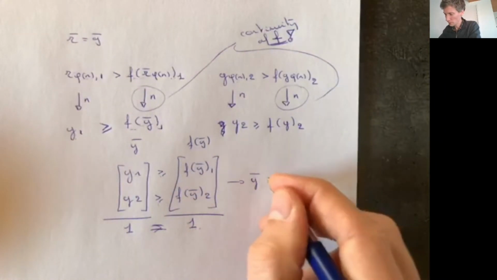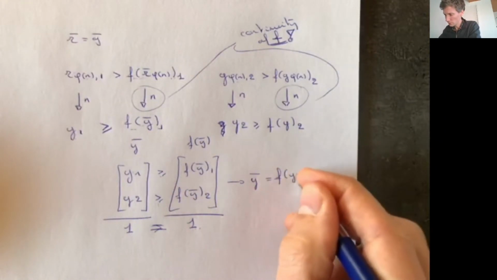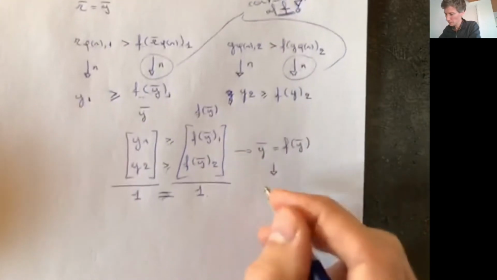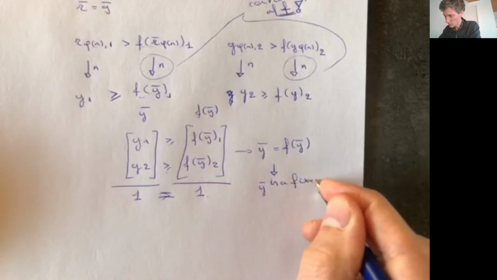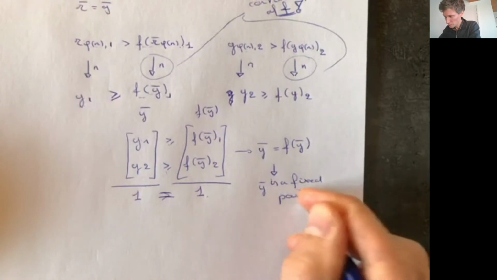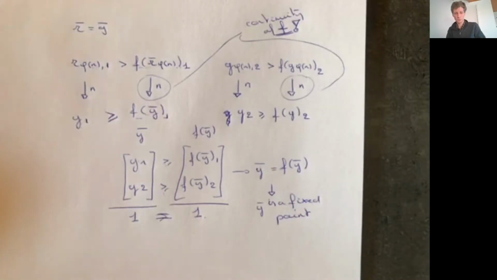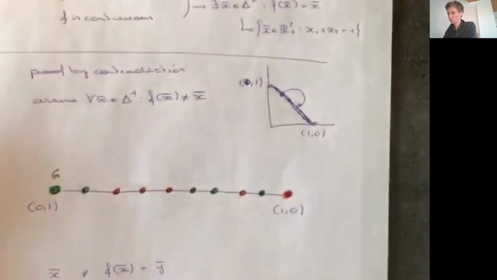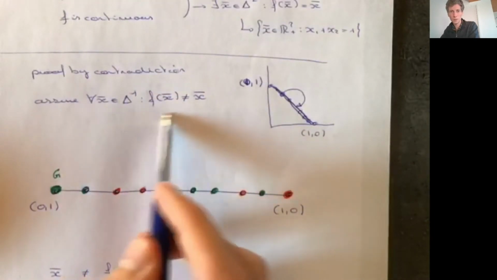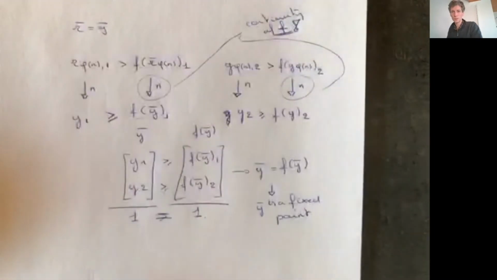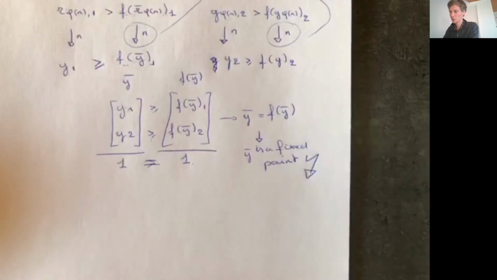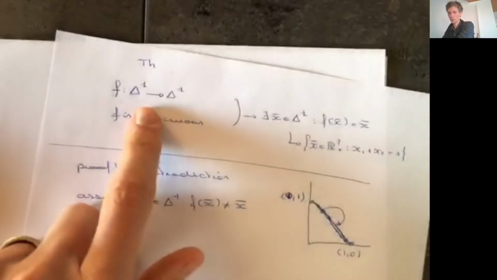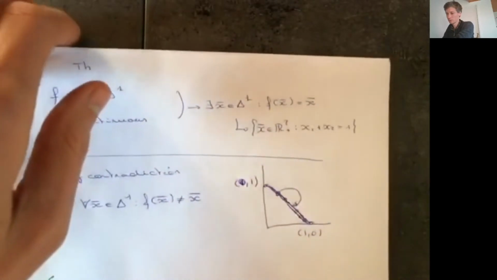In particular, the vector y should be equal to the vector f of y, which means that y is a fixed point. And this is indeed a problem, because we started by assuming that there is no fixed point. Then in the limit we have found a fixed point, so this is the desired contradiction, which finishes the proof, at least for a function from delta 1 to delta 1.